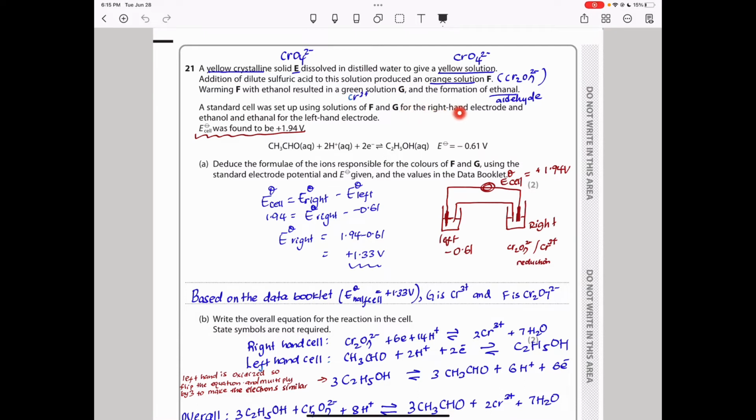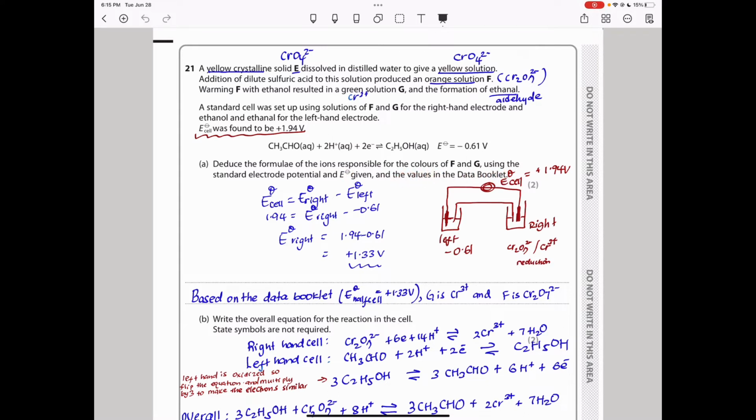Okay, for the right hand electrode, and ethanol and ethanal for the left hand electrode. So ethanol to ethanal, that is oxidation. So they say the E theta for the cell was found to be positive 1.94. This is the equation taking place for one of the half cells. Question A says deduce the formula of the ions responsible for the colors F and G using standard electrode potentials and E theta given and the data booklet.